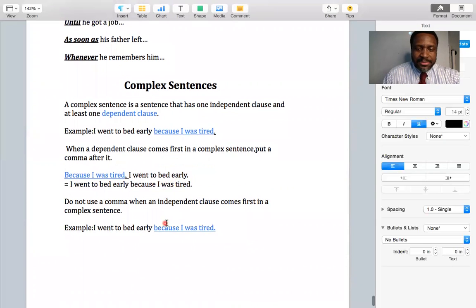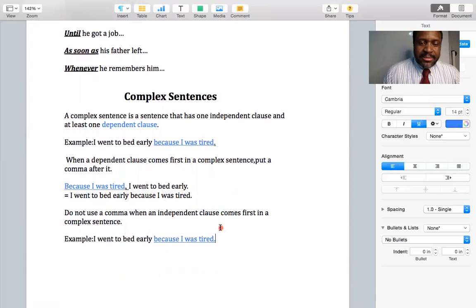Don't forget that a subordinator makes an independent clause dependent.